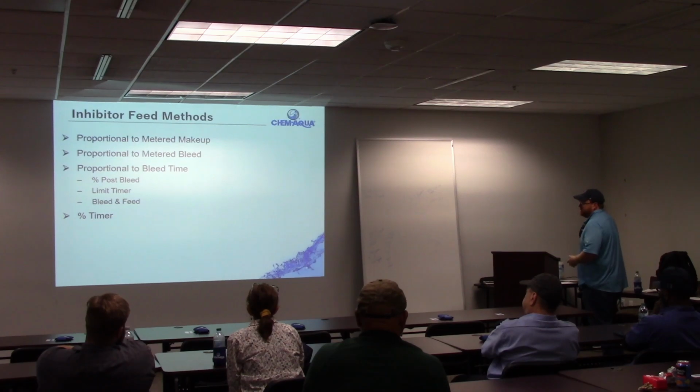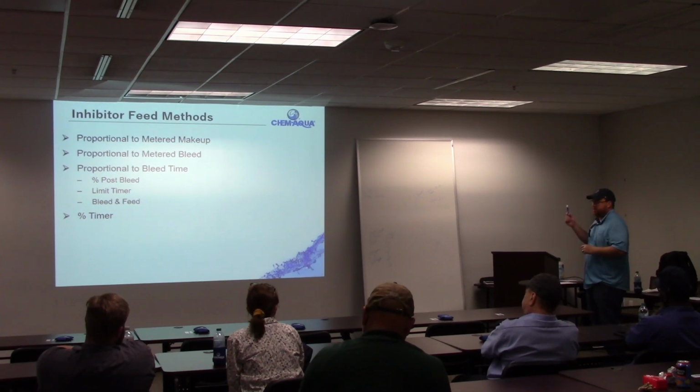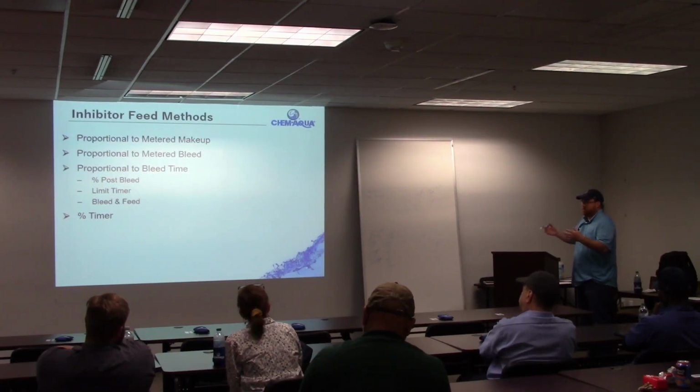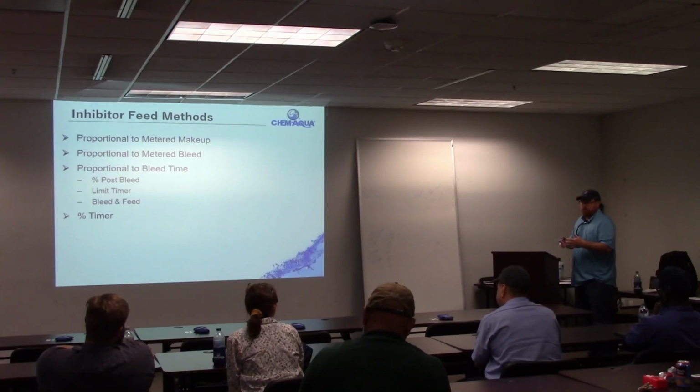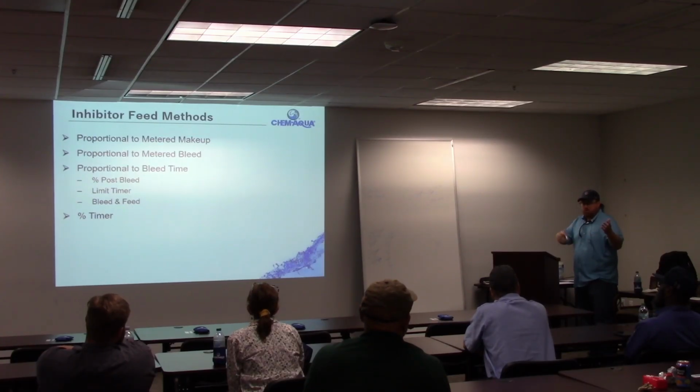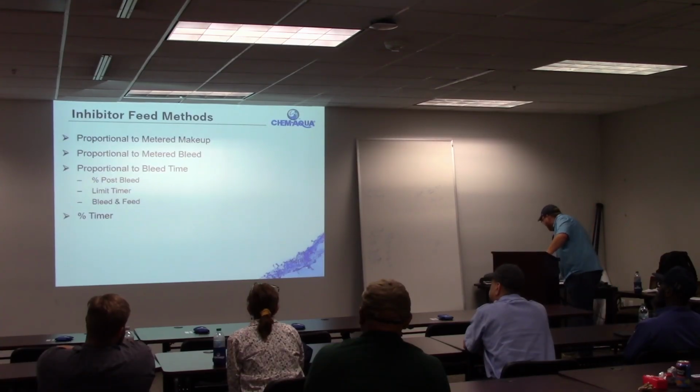Percent timer is my least favorite way to feed. It's just not accurate because it doesn't take into account load conditions. Your blowdown is where you're losing your chemical, right? And so you want to either feed in proportion to blowdown or in proportion to makeup. If you're just feeding on a timer, you could have low heat loads and less blowdown and you're going to overfeed chemical, or you could have high heat loads and more blowdown and underfeed chemical. So it's just not the right way to do it.